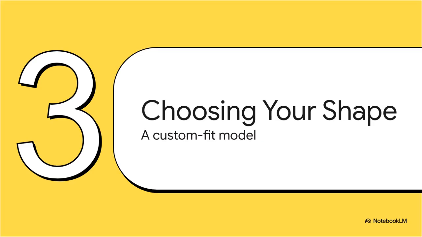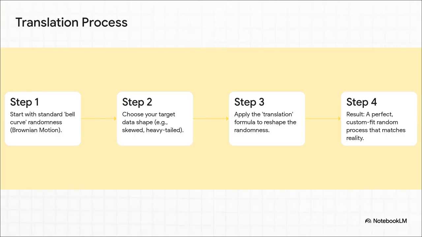at. So how in the world does this actually work, right? How do you take that simple bell curve randomness and just morph it into something that perfectly mirrors, say, the messy reality of the financial markets? Well, the process is actually surprisingly elegant. The paper lays it out like a simple four-step recipe. First, you start with your basic ingredient, that standard bell curve noise. Then, you decide exactly what shape you need to match. The real magic happens in step 3, where you apply their special translation formula. And what's the result? A custom-built, random process that fits your real-world data like a glove.